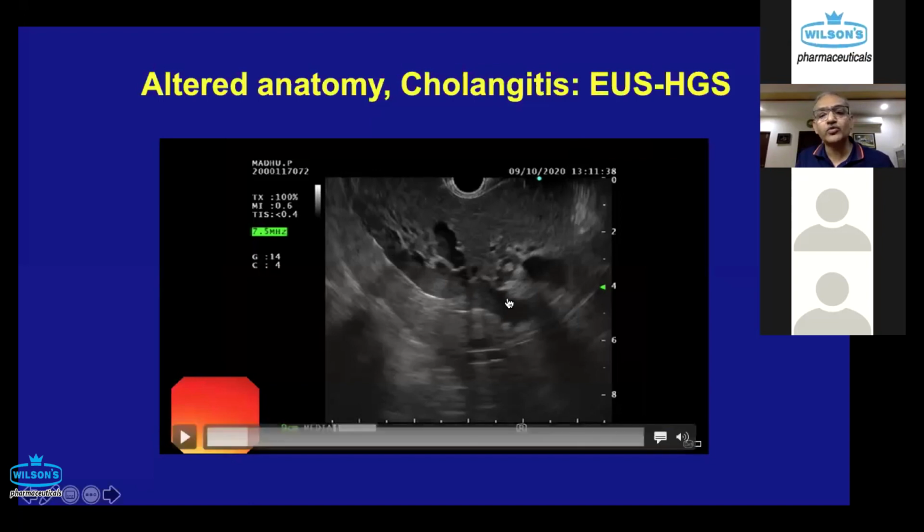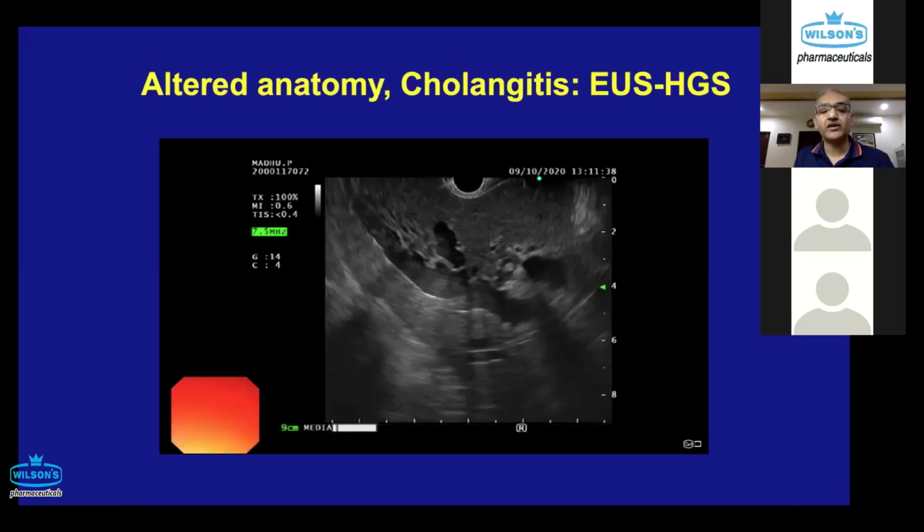If you're doing rendezvous, that's fine, but you never know whether your rendezvous is going to succeed or not. If rendezvous fails, at least you can do a hepatogastrostomy. And that's why it's always better to start from segment 3 and then do whatever you want if your guide wire has gone across the papilla and across the stricture.